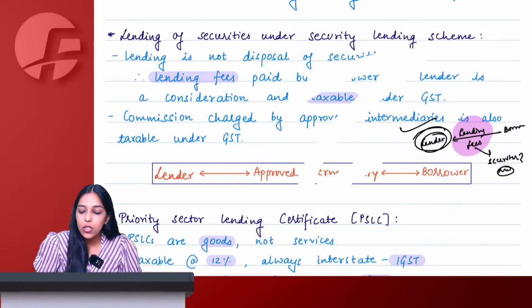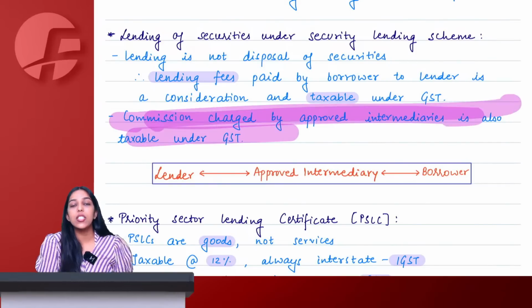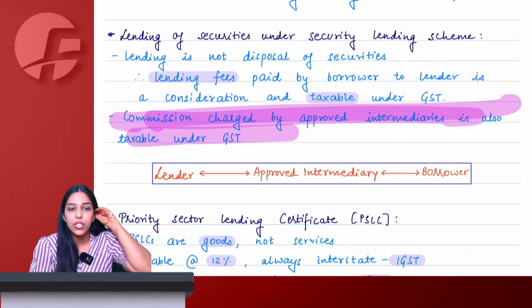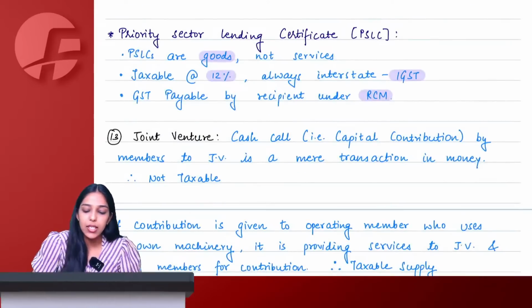And also this is all done through an approved intermediary. So whatever brokerage or commission or agency charges this intermediary is charging, that brokerage etc. will also be taxable under GST.